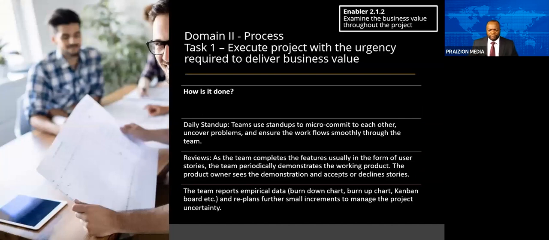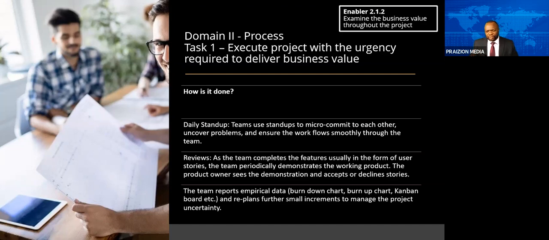How is it done? There are ways that you can examine the business value even while the project is underway. And one of these is by a daily stand-up meeting. Teams use stand-ups to micro-commit to each other. So every day, if you are asking me, what did you do yesterday? It makes me think, did I do anything? What are you going to do today? It helps me commit to what needs to be done.